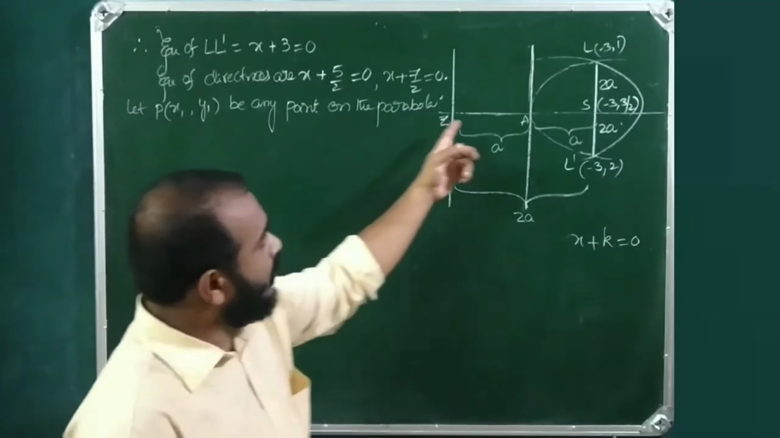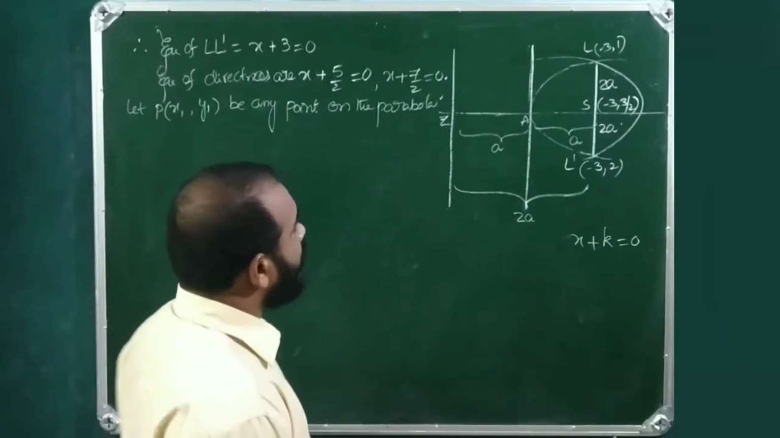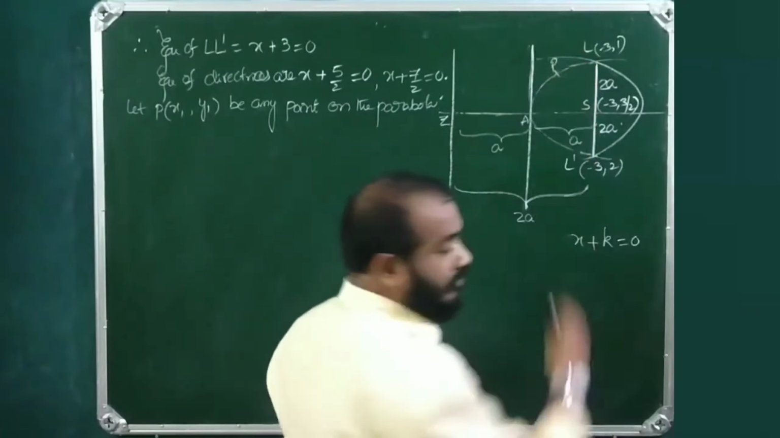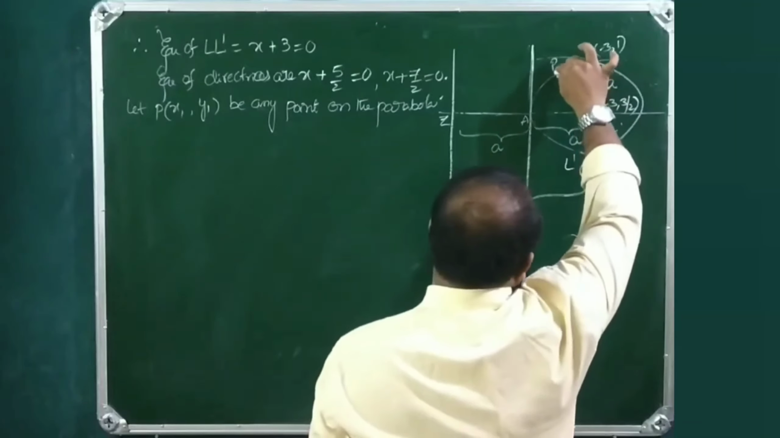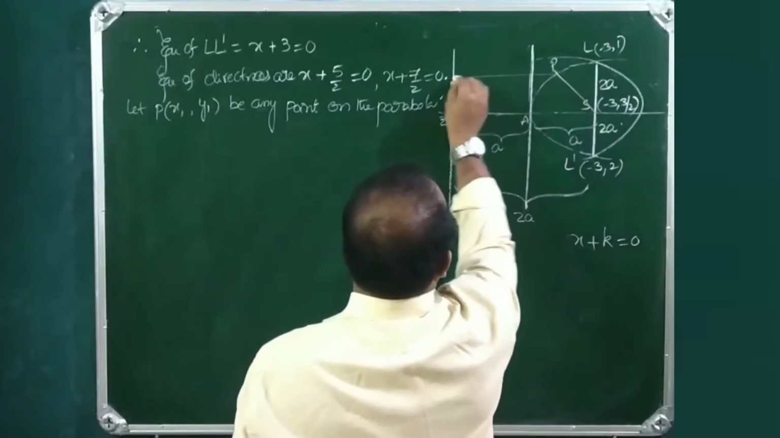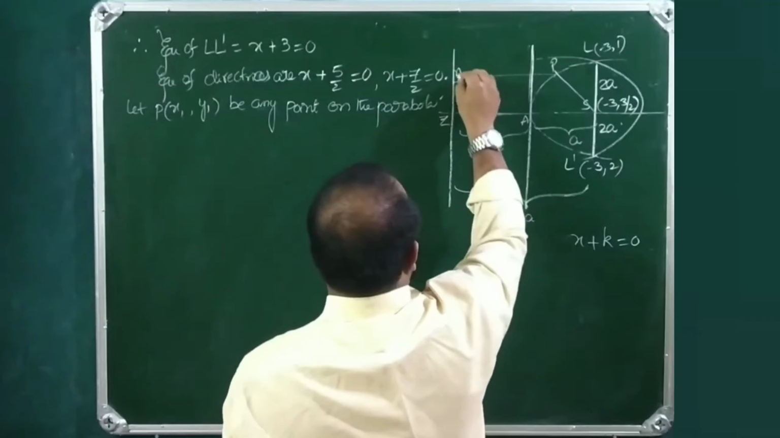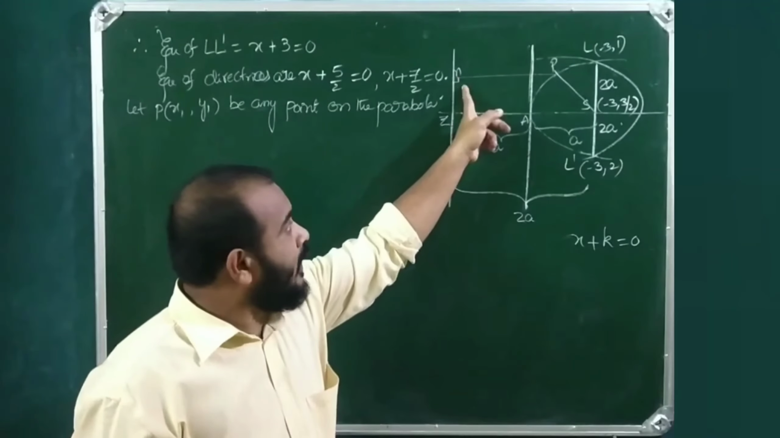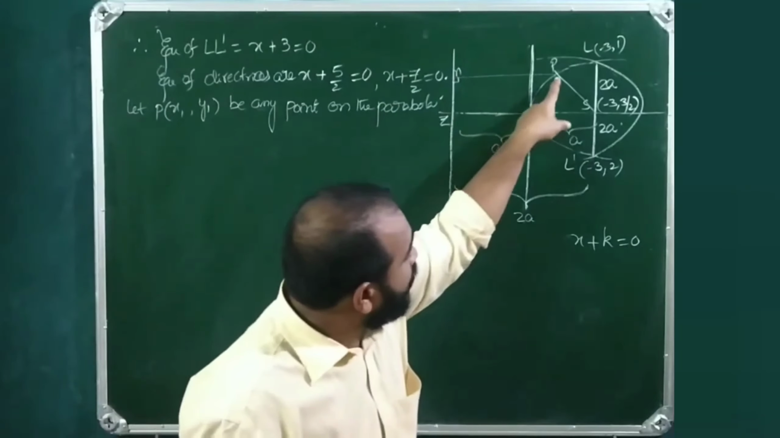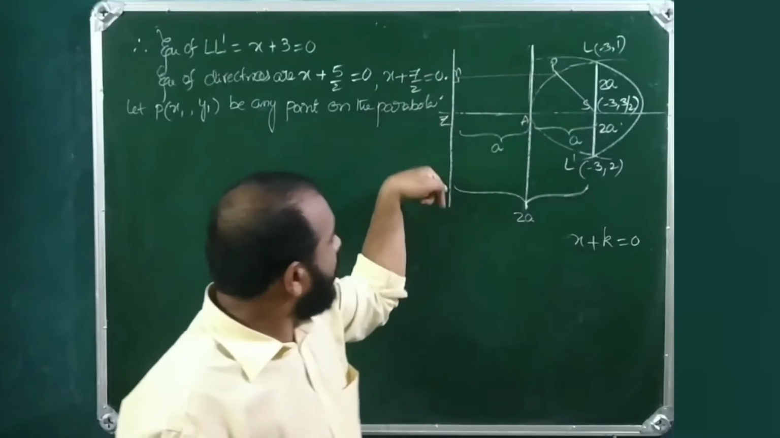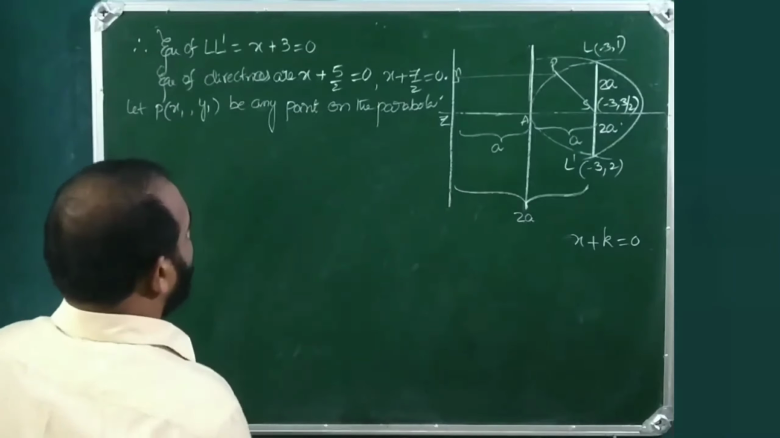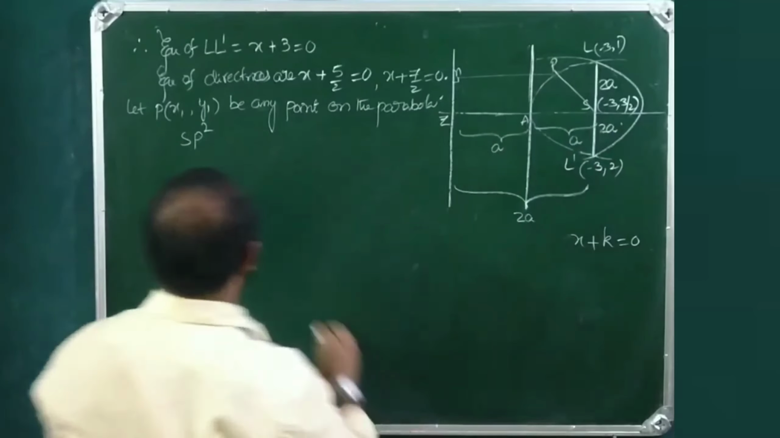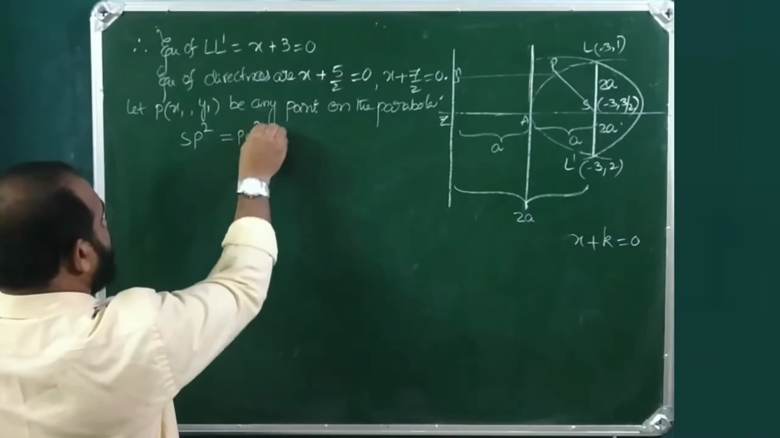Let P(x1, y1) be any point on the parabola. So according to the definition of a parabola, SP is equal to PM. What is this M? M is the foot of the perpendicular from P onto the directrix. So by definition, SP square is equal to PM square.